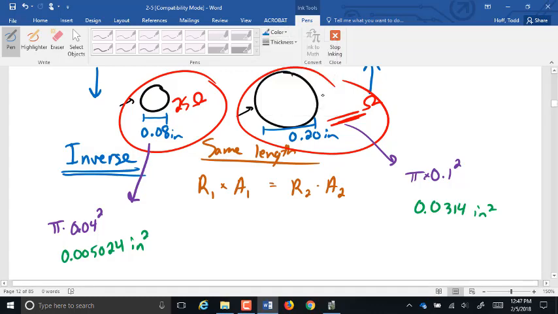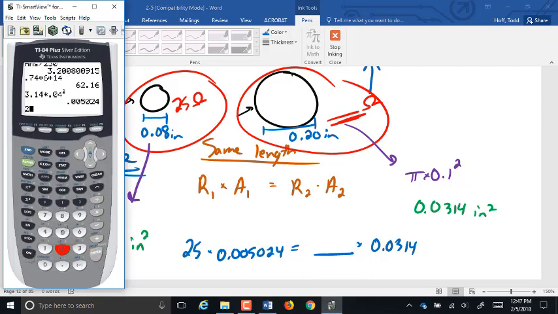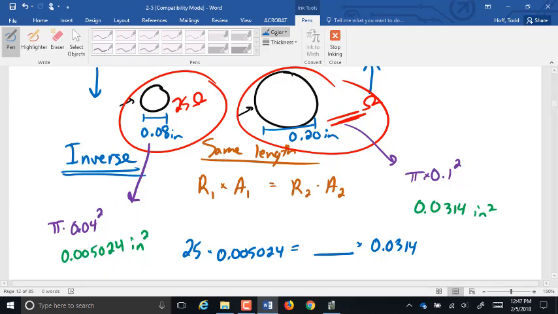So we would set this up, R1, 25 ohms, times 0.005024 has to equal R2 times 0.0314. So to solve that, we multiply the 25 times the 0.005024 and divide by the 0.0314. We get 4 ohms for this. Does that make sense?